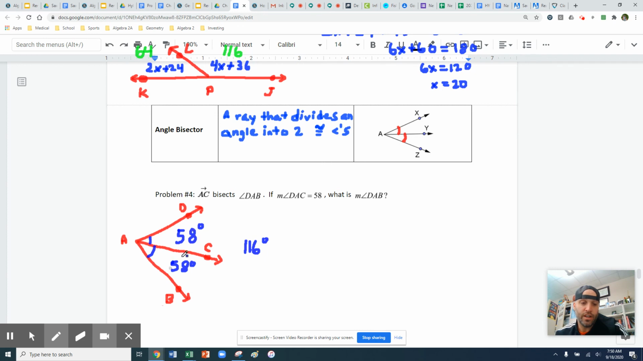Don't worry about your drawing, my drawing is not drawn to scale, but just to get a picture of where that bisector is and where my congruent angles are, I can start to solve out the problem. So that finishes your notes for 1.5.